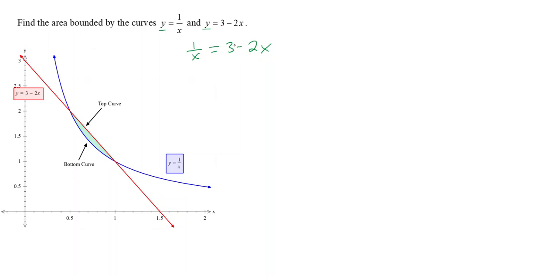So from there, to clear the denominator and get the x out of the denominator, I'm going to multiply every term by x. So we now get 1 equals 3x minus 2x squared. All right, so from there I'll get everything to one side. So we have 2x squared minus 3x plus 1 equals 0. Now what's left to do is to just factor this.